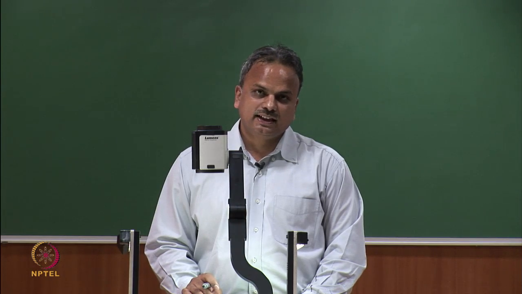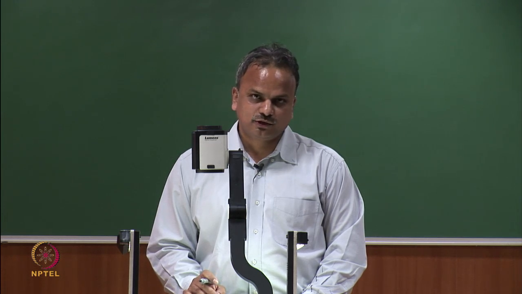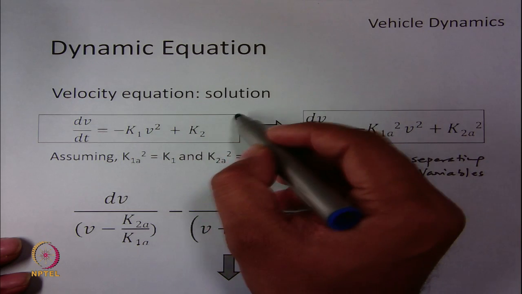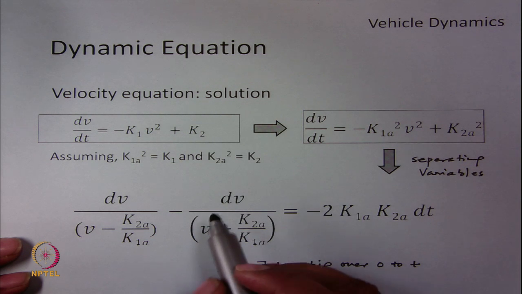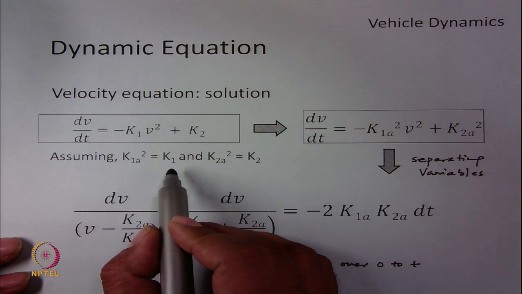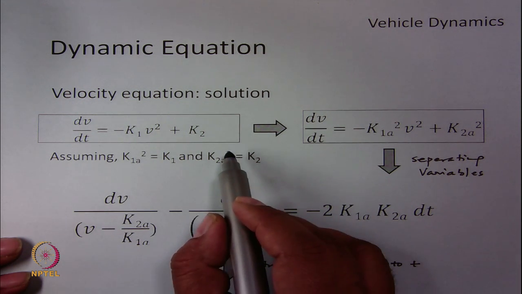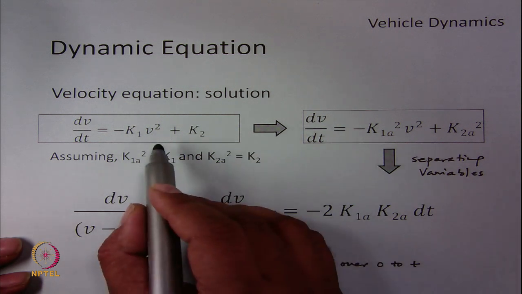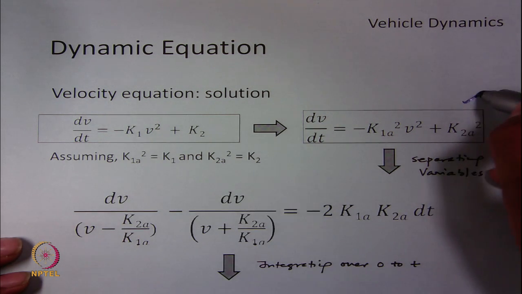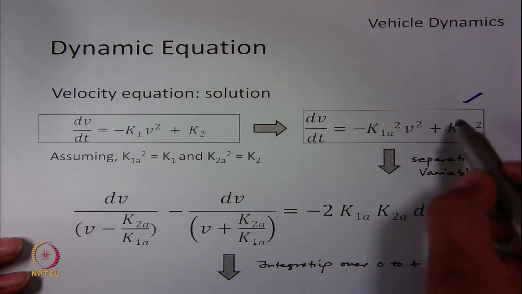So, if you want to understand the variation of velocity for this constant force input, we need to solve this equation as a function of time. So, for solving this equation, let us assume few things. Let us say assume that k1 is equal to k1a square and k2 is k2a square. If you do this substitution, the solution can be easily derived. So, this equation will become this equation. So, k1 and k2 will be substituted by k1a and k2a.